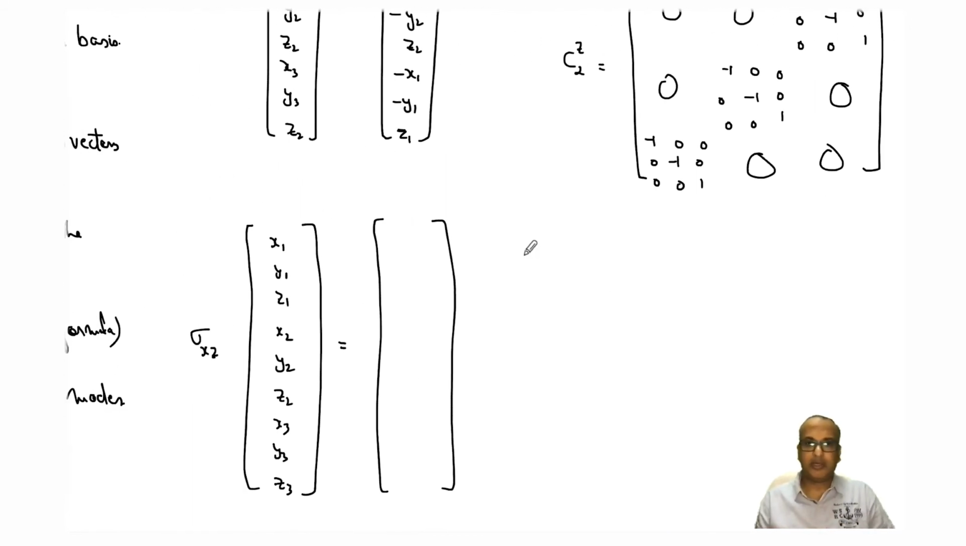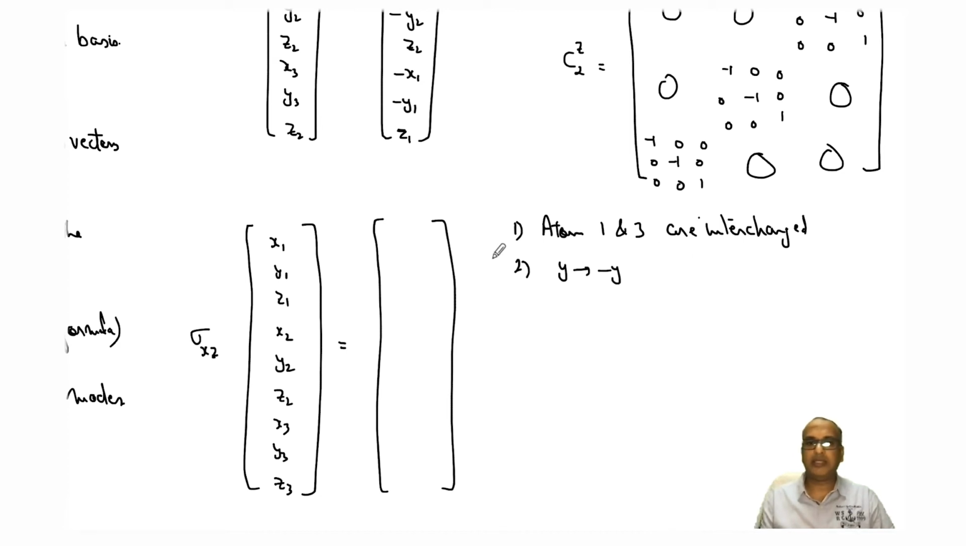So I will write down the effect: atom 1 and 3 are interchanged, and the second change is y goes to minus y. X and z will not change their sign. So that means I can write x1 goes to x3, y1 goes to minus y3, z1 goes to z3. x2 remains at its own position, just that the y changes its sign, and x3 goes to x1, minus y1 and z1.